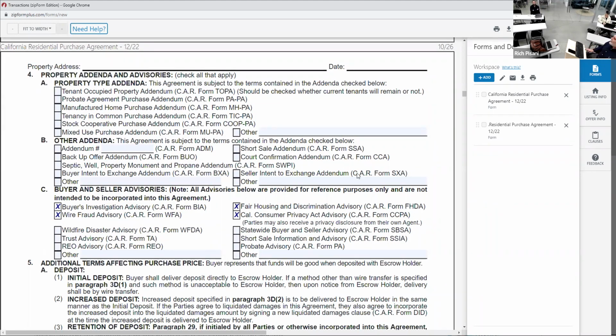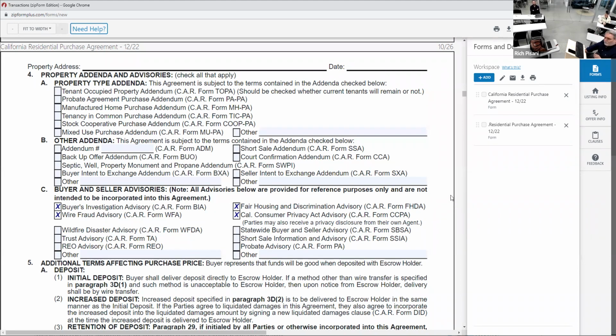A co-op is where you own a share in the whole property. A condominium is where you own the walls in, and then there are common areas. But a co-op is you own a share in the total property. So it's very rare and it's hard to get financing, but there are places that do finance. Mixed use is part residential, part retail or something else.